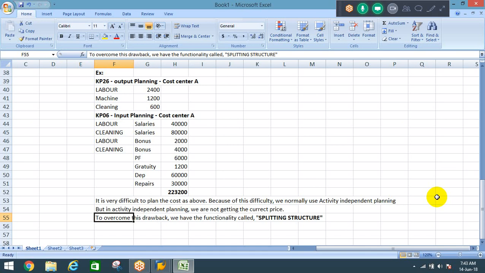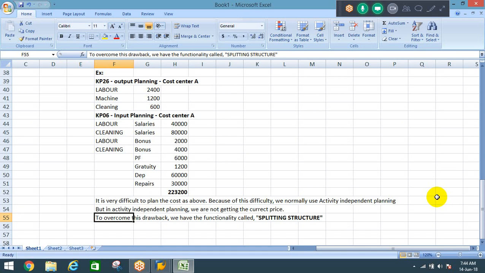So what is the drawback in activity independent planning? System cannot identify the related activity types. For each cost element, system cannot identify the activity type. Because of that, it is distributing equally to all activity types. Because when we do the input planning, we are not giving any activity type, so system is not able to understand which activity type this cost element is related to. That is the drawback.